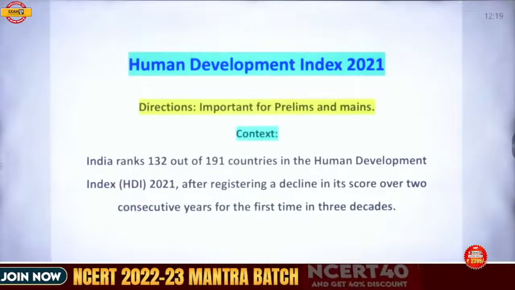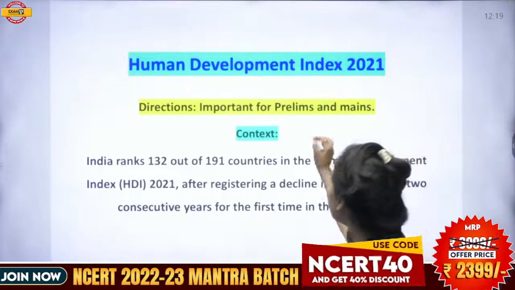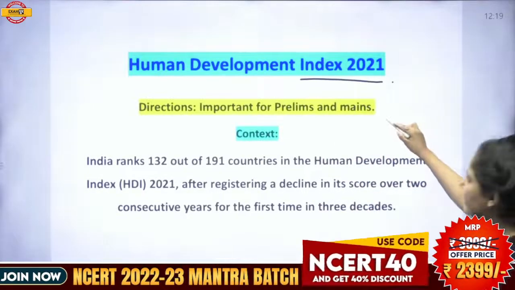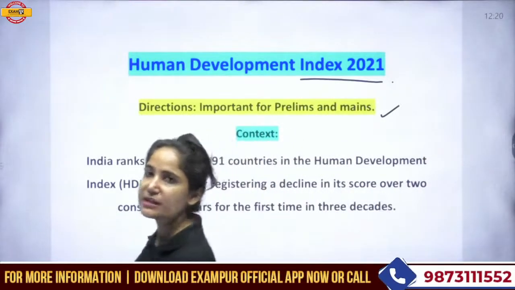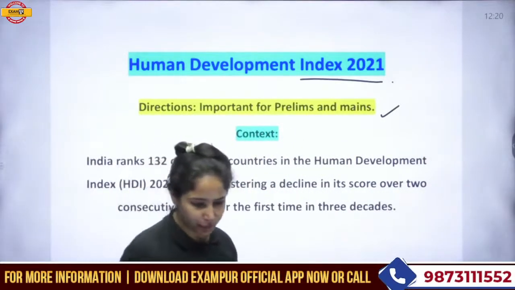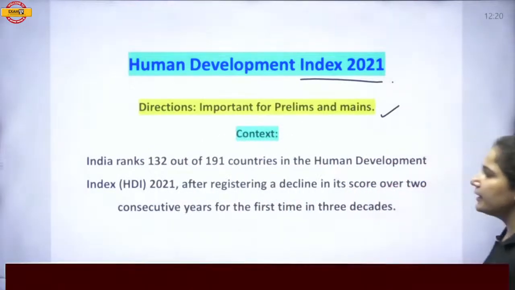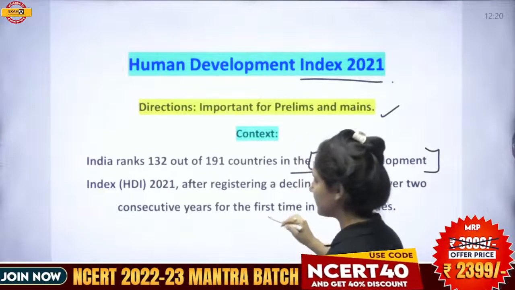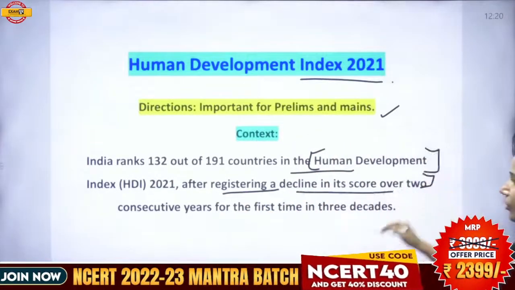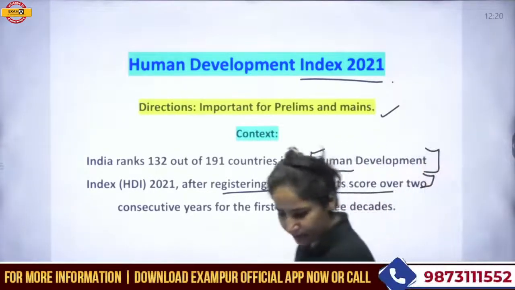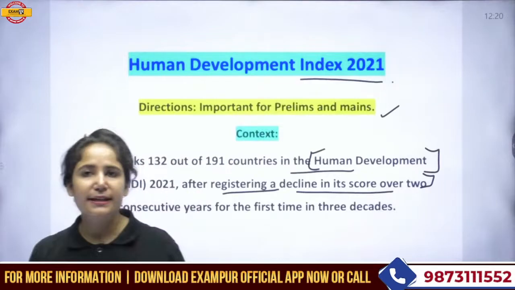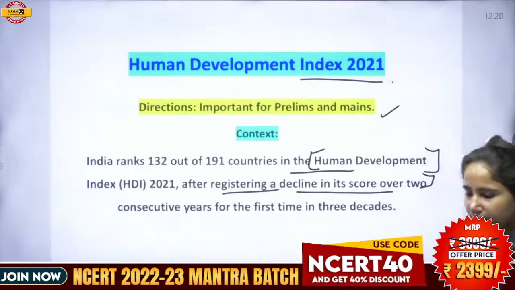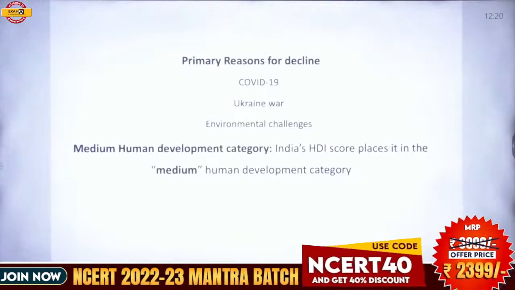So this was the article, and this is totally relevant to the HDI 2021, and direction important for prelims and mains. If it would be asked with respect to the growth and development perspective, you should be aware of the fact that India ranks how much among the countries in the Human Development Index, after registering a decline in two consecutive years for the first time. Okay, in these two years, it has declined its rank. It used to be on 129 and 130 rank. Now it has again declined to 132.